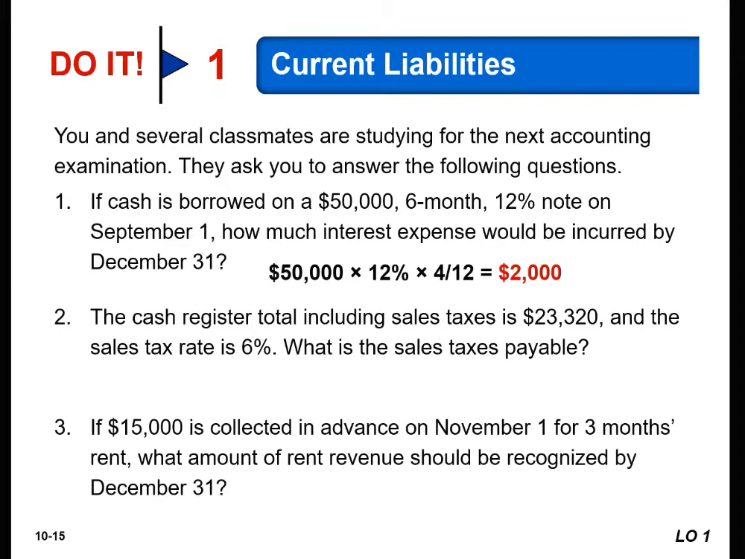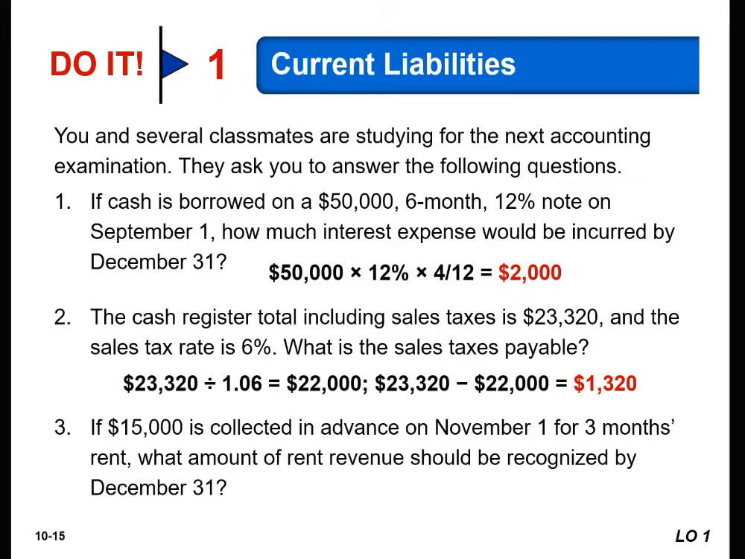For number 2, $23,320 divided by the 106% gives us the amount of sales. The amount of sales is $22,000. We remove $22,000 from $23,320. That gives us sales tax payable of $1,320.